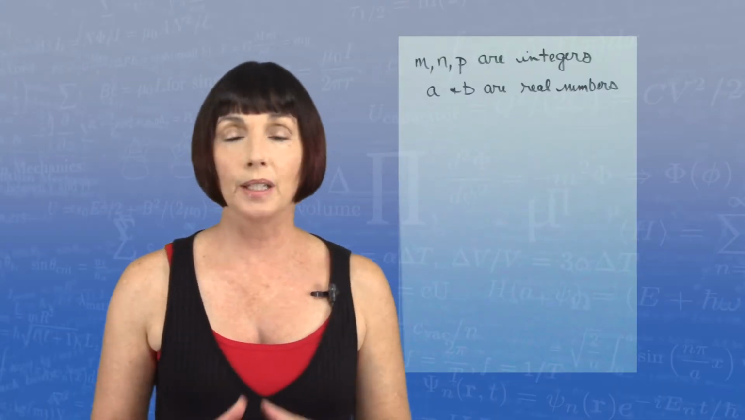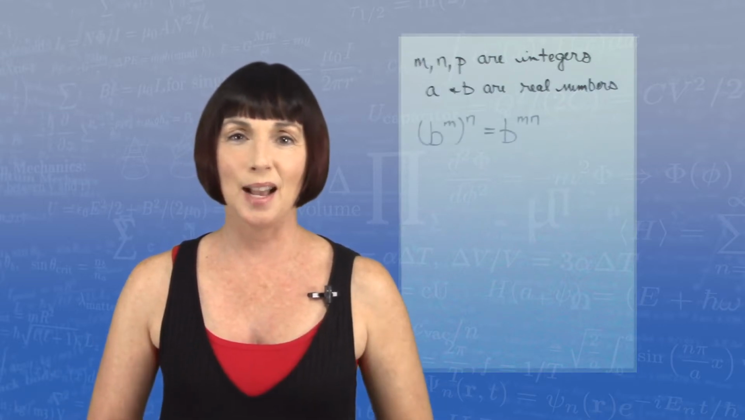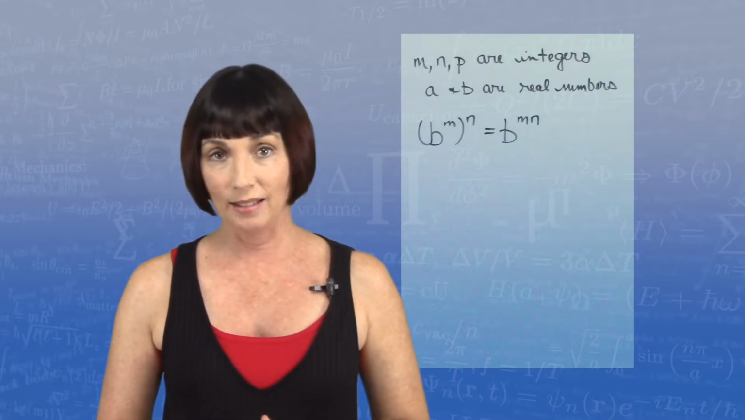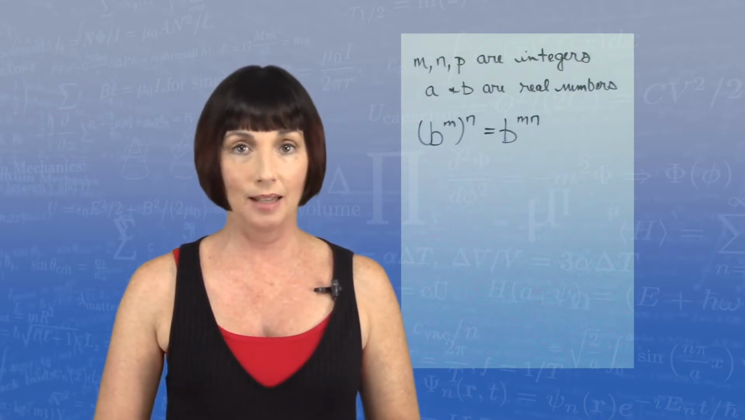This next property involves raising exponents to other powers. So for example, b to the power of m raised to the power of n is equal to b to the power of m times n.